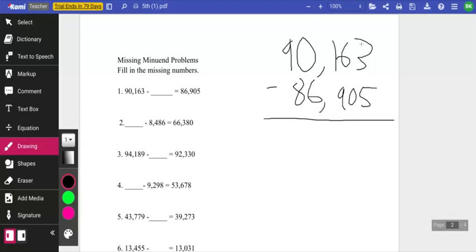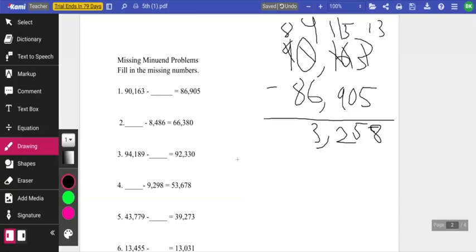Okay, and then take from the 6, borrow it, 13, 8, 5 minus 0 is 5, borrow, this becomes 8, this becomes 9, 11, and then we have 2, 9 minus 6 is 3, and that's the answer for number 1, that's 3,258.